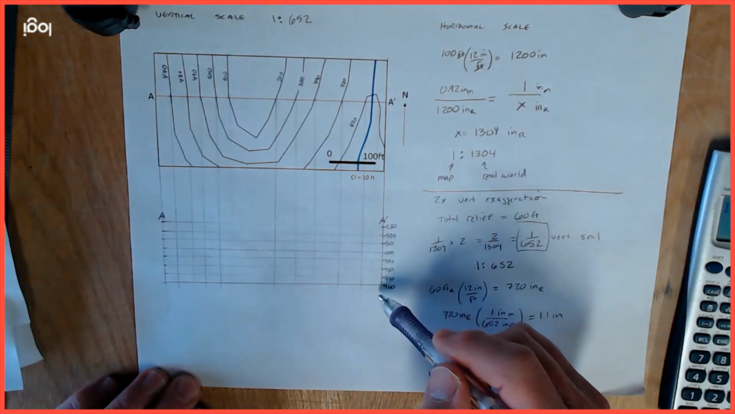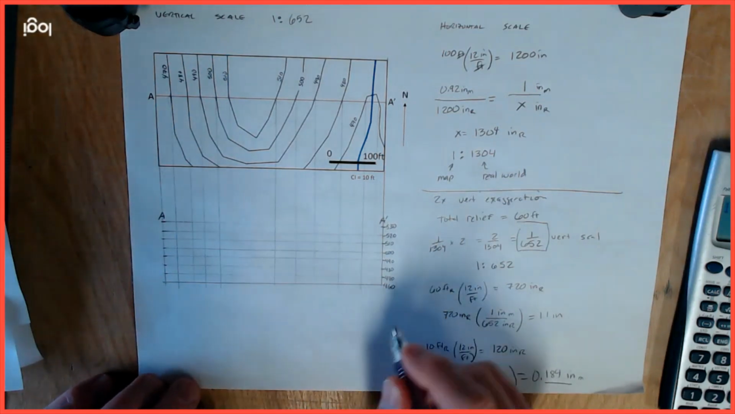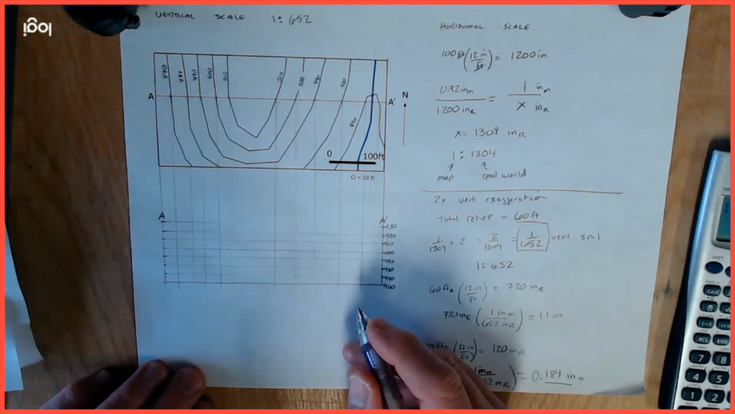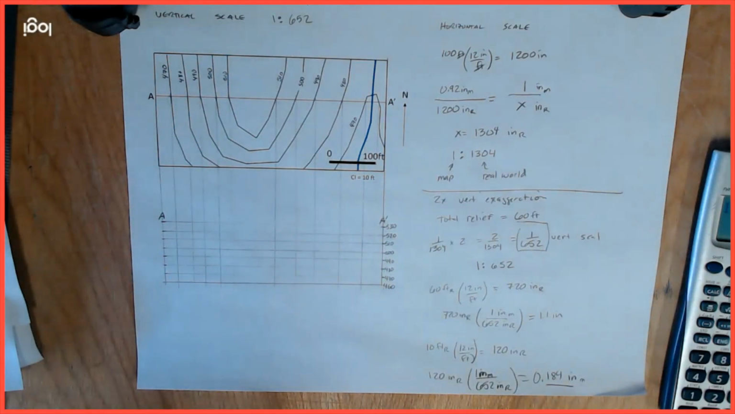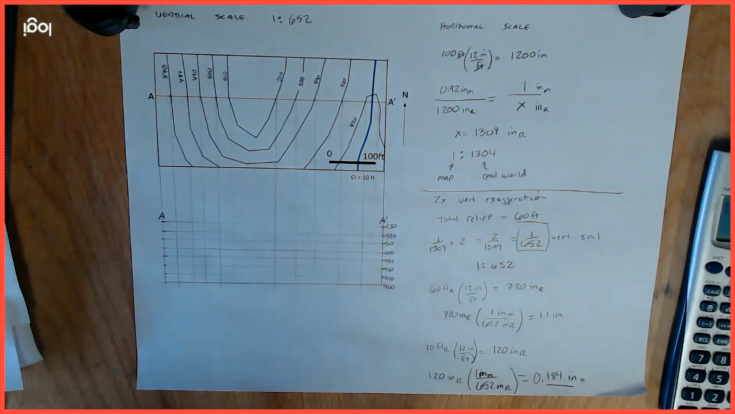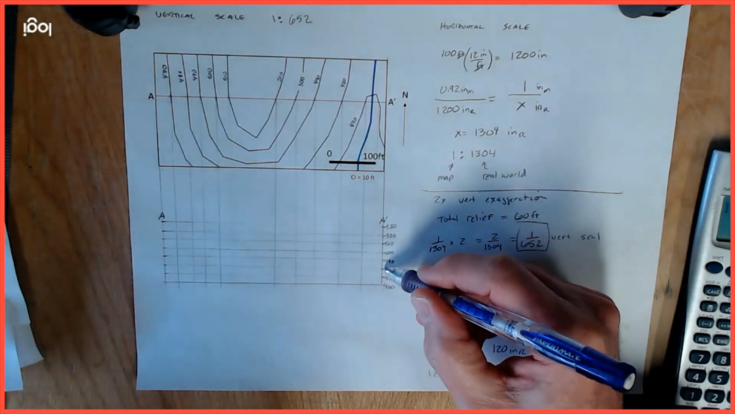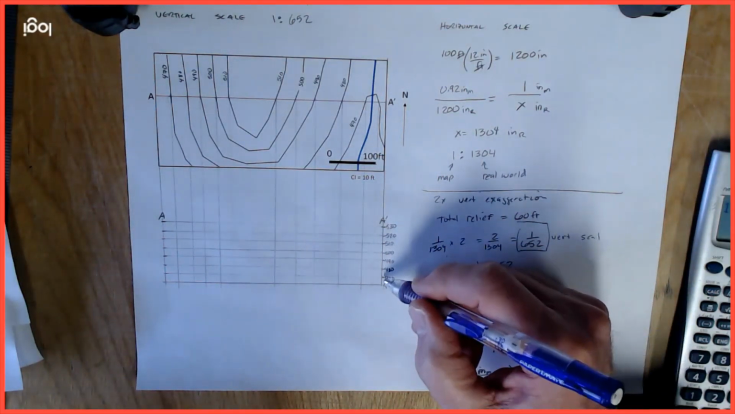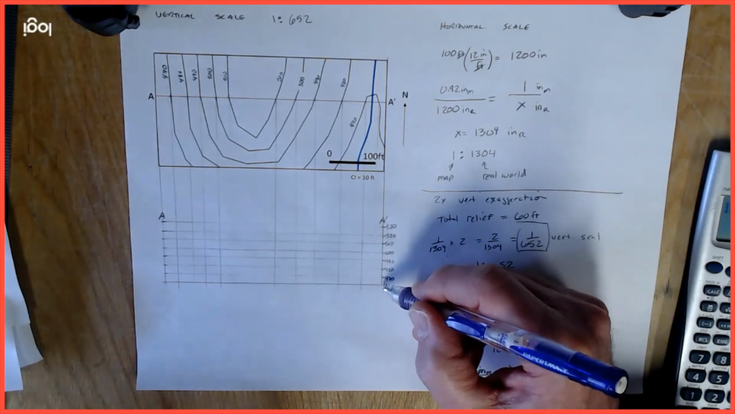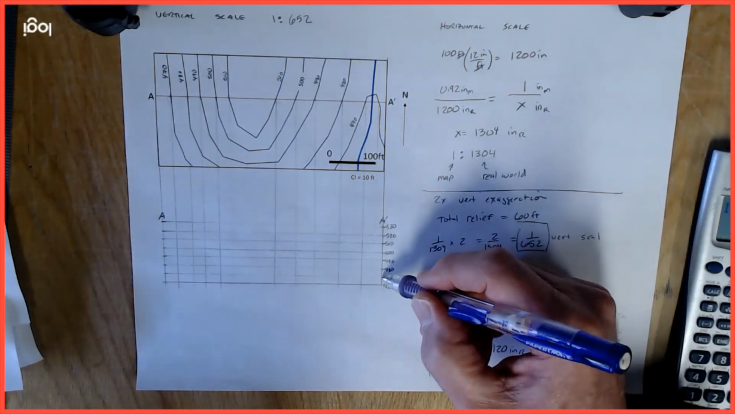And then we're going to have our vertical scale here. The horizontal scale stays the same. Horizontal scale is still 1 to 1304, but now the vertical scale is 1 to 652. So remember, I calculated down here that every 10 feet is equal to 0.184 inches, and I measured off already each one of those increments. So each one of these 10-foot intervals here is 0.184 inches.